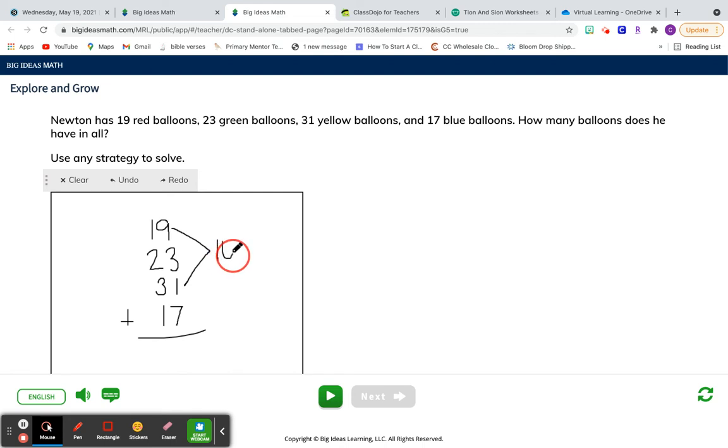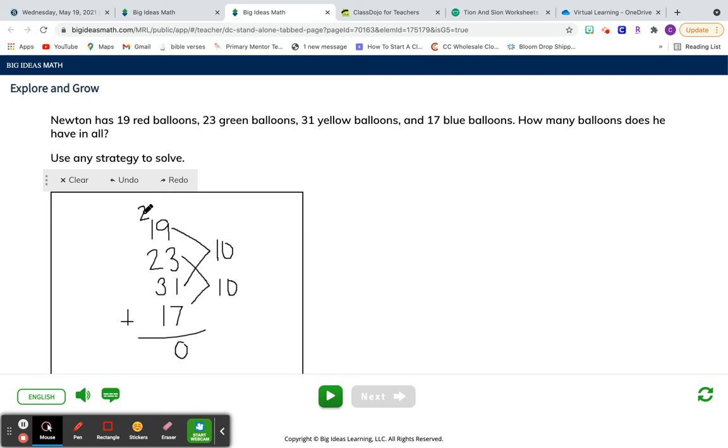9 plus 1 is 10. And then we also have another 10. 3 plus 7 is 10. So in our ones, we have 20. So remember, you put our ones here. So we have 0 ones and 2 10s.